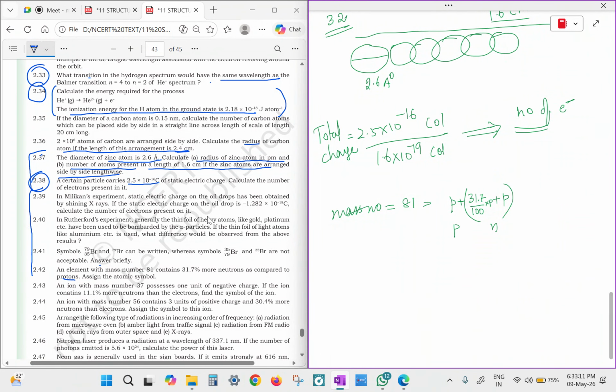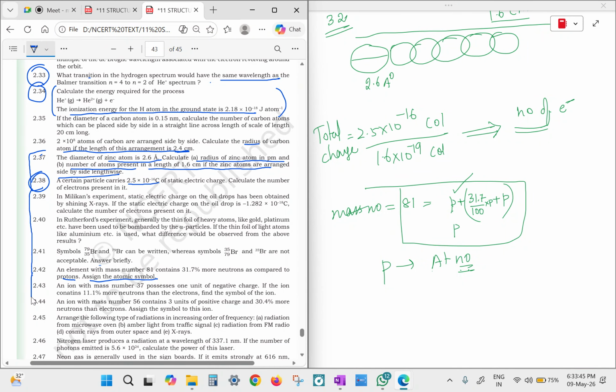Understood? Further, what are they saying? Assign the atomic symbol. So from this data, you can calculate what? You have a single variable, which is P, right? So if you know the protons, that becomes the atomic number. With the help of the atomic number, you can write the symbol. You can identify the atom by looking at the number of protons only, no?